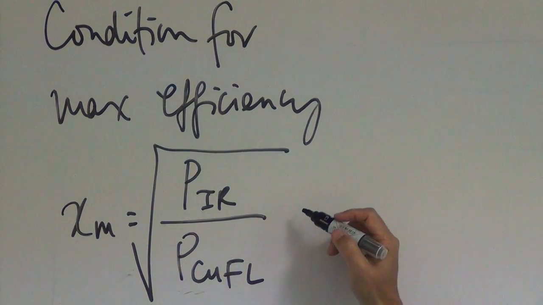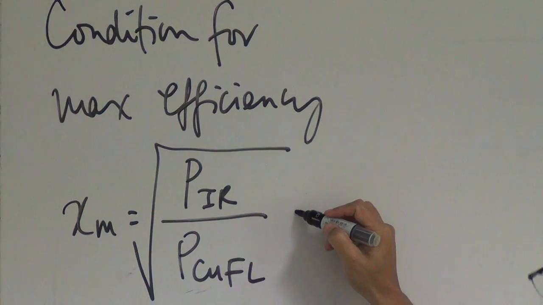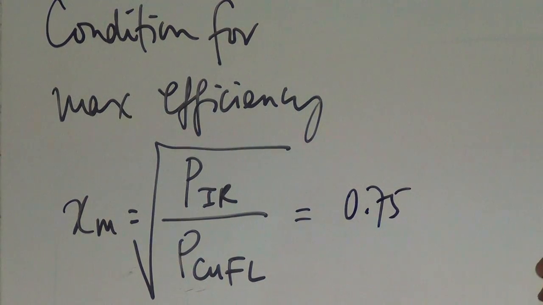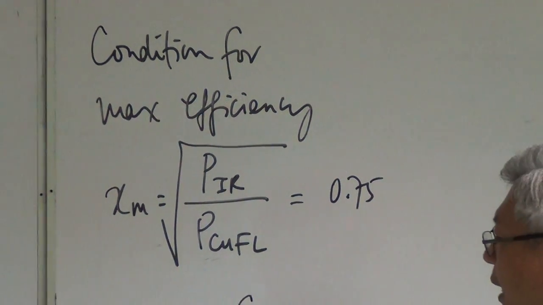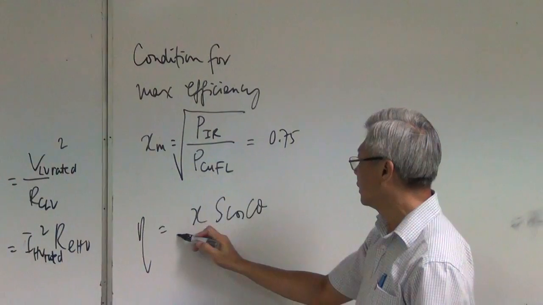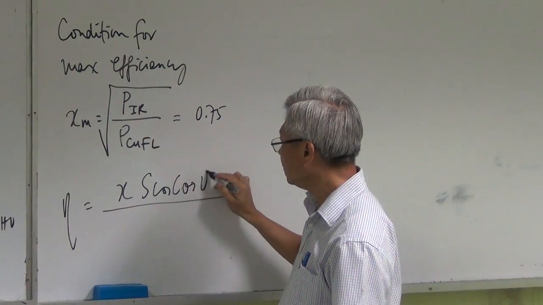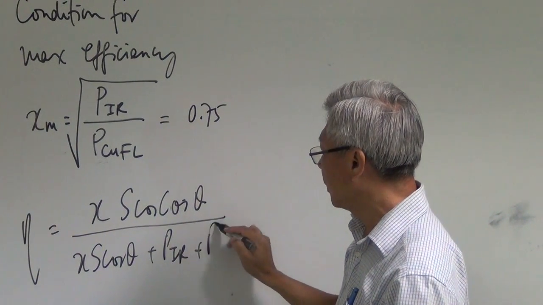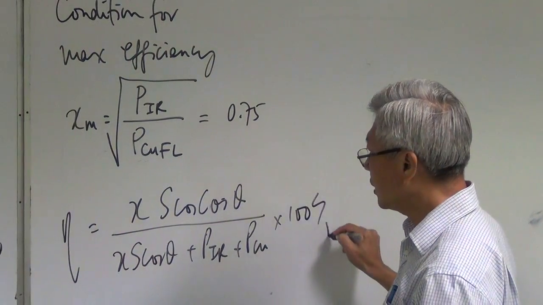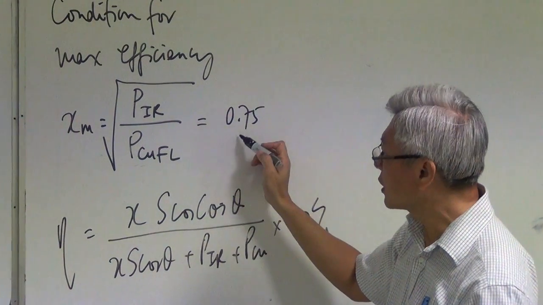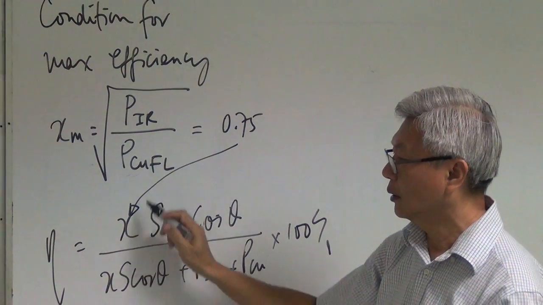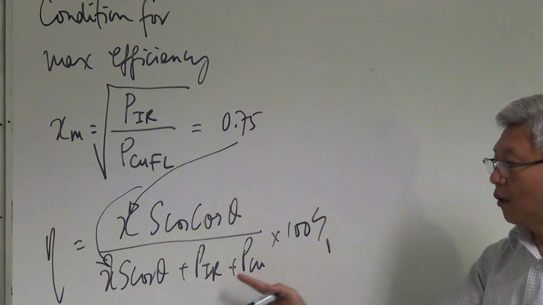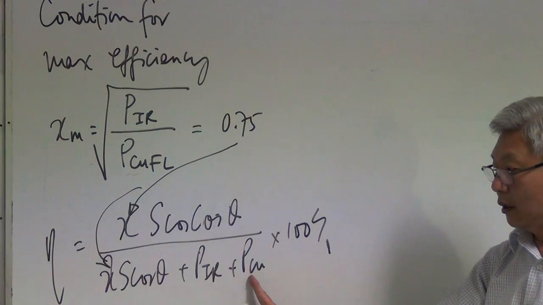So, maximum efficiency, let's say you calculate the answer here is 0.75. Right? Then you find the efficiency. Efficiency is equal to xs cosine theta divided by xs cosine theta plus iron loss plus copper loss times 100%. Right? So let's say you calculate out the value is 0.75, you substitute the 0.75 into here. Yeah? Everything is still the same. Of course, you must calculate your iron loss and your copper loss accordingly.